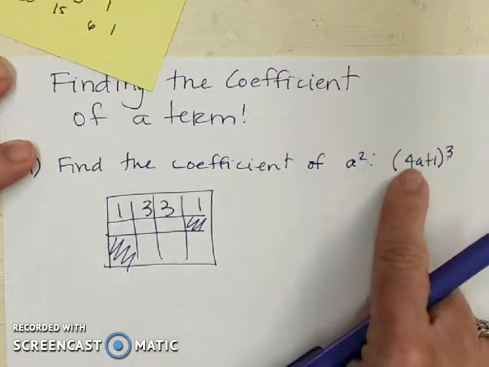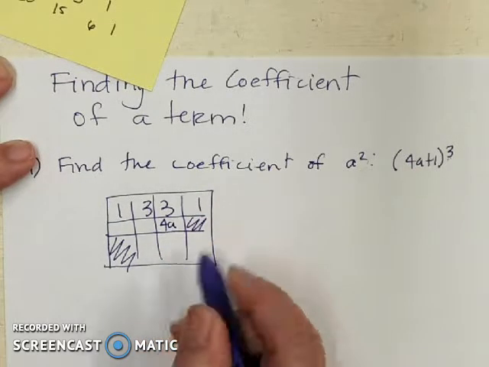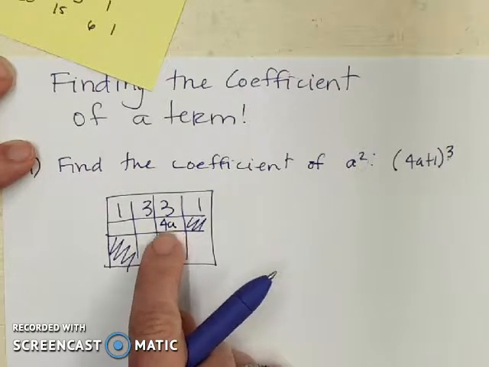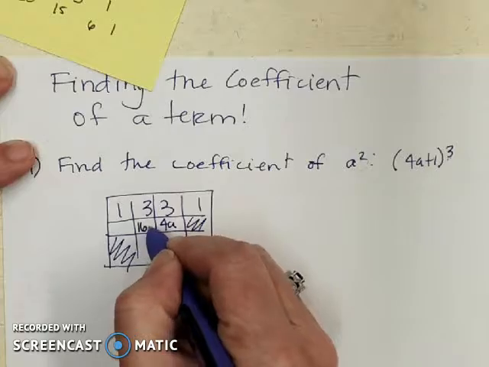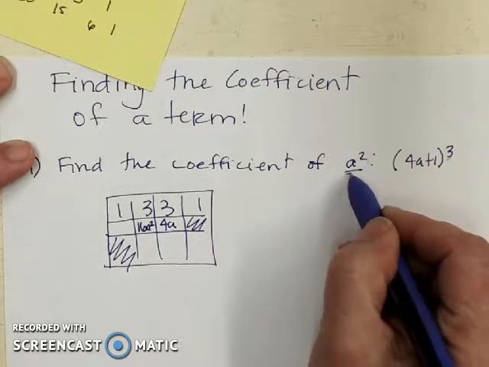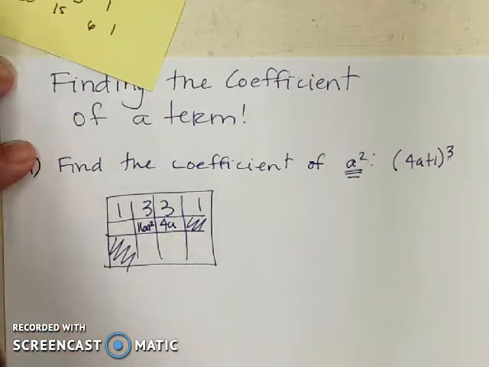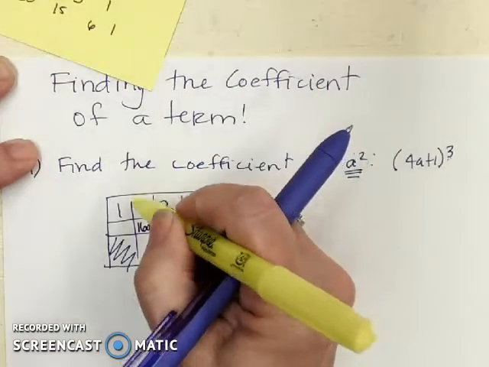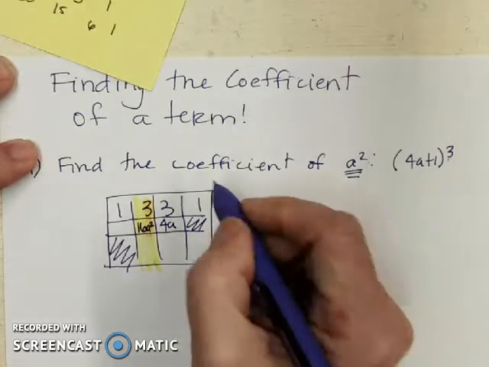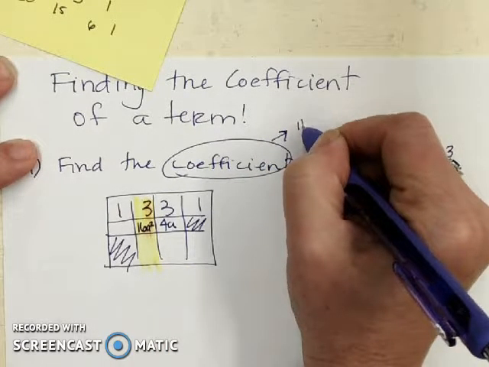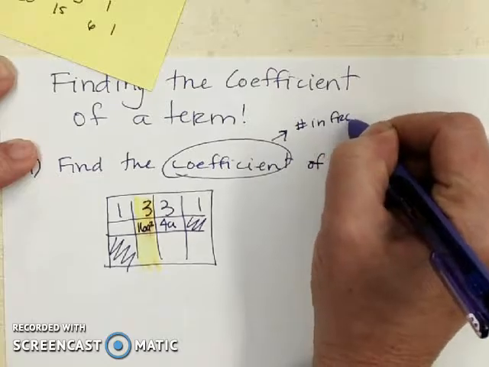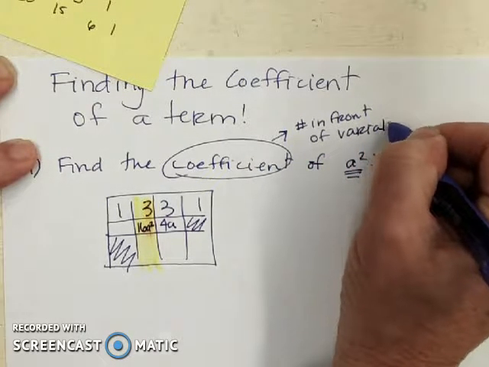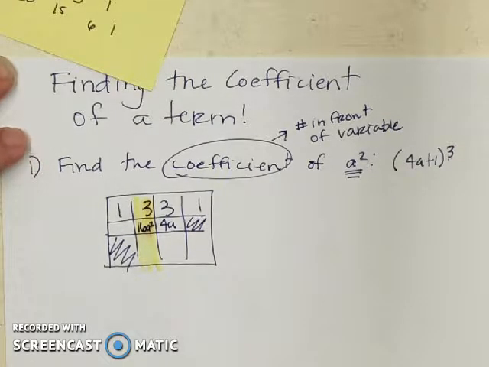I'm going to start with 4a. And every time I move to the next box, I'm going to multiply by 4a. So 4a times 4a is going to give me 16a squared. I want the coefficient on this variable. So I just found the box where I need to stop. I want this column, and I only want the coefficient. Remember, that is the number in front of the variable. I don't care about all of the rest of it. I just want the number in front of the variable.